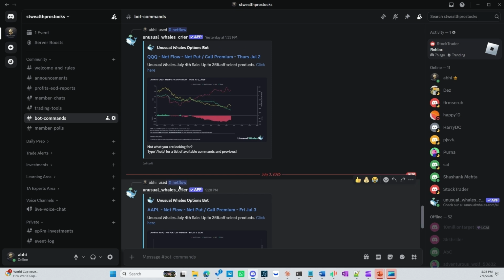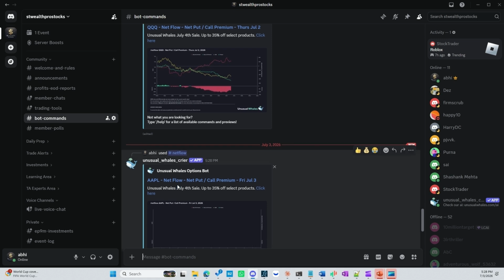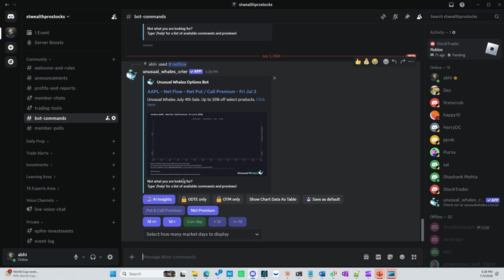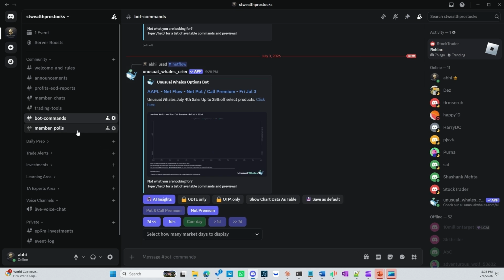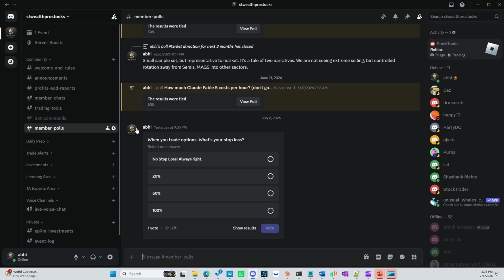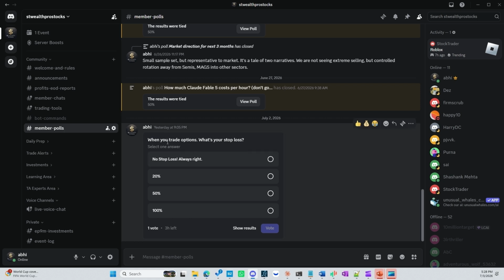So not just that, there are several commands issued by Unusual Whales. You're encouraged to go through the Unusual Whales documentation to find out what all the different commands available are and see how it helps you with your trading.